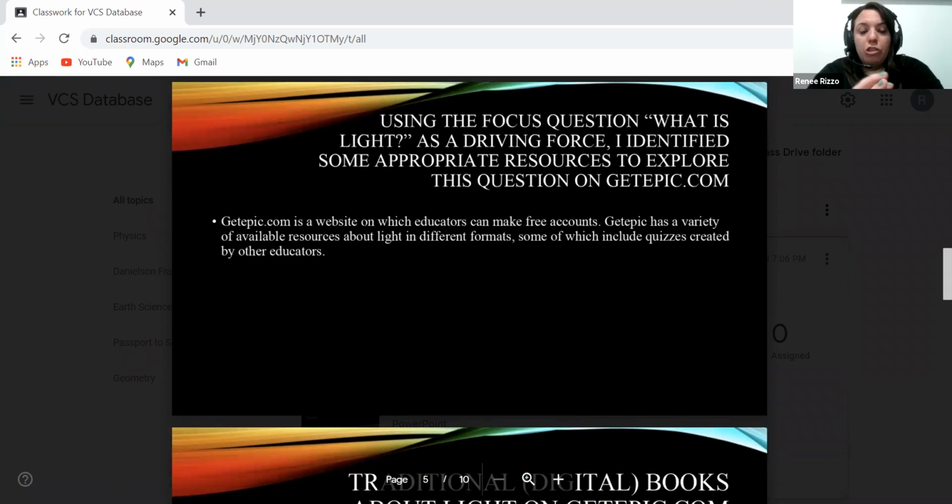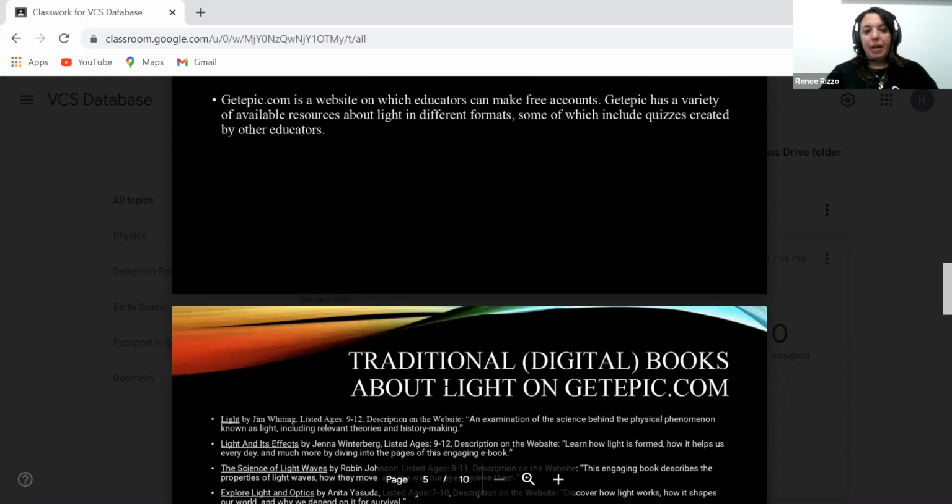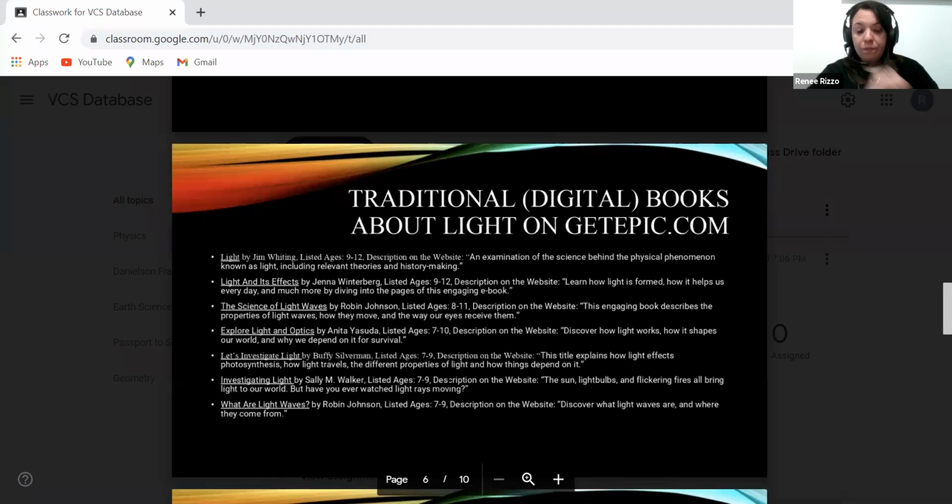Using the focus question, what is light, as a driving force, I identified some appropriate resources to explore this question on getepic.com. GetEpic.com is a website on which educators can make free accounts. GetEpic has a variety of available resources about light in different formats, some of which include quizzes created by other educators. Here's a list of traditional digital books about light on GetEpic.com.